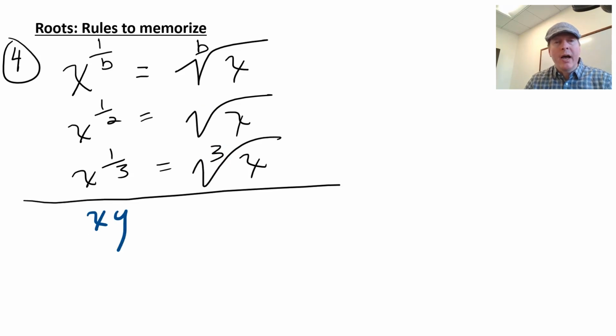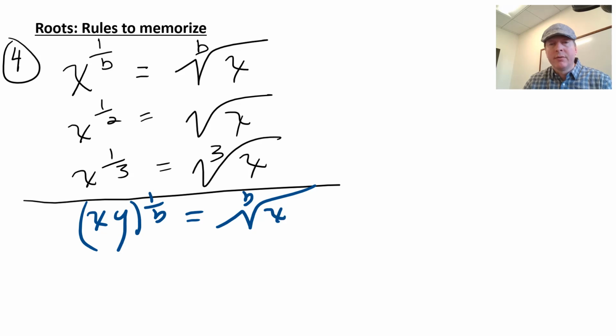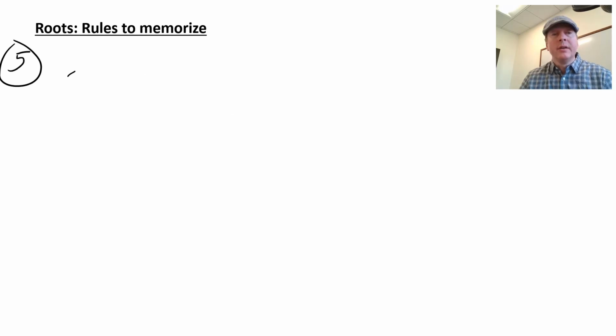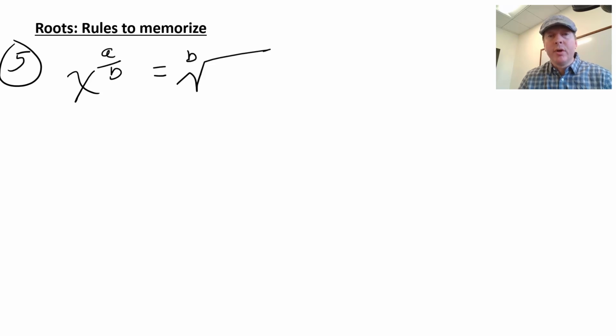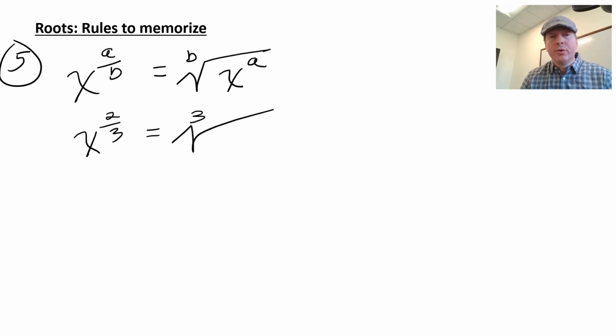Suppose I wrote xy raised to the power of 1 over b. That is the b root of x times y. Next rule, suppose I had x raised to the power of a over b. That is the b root of x to the a. X to the 2/3, that is the cube root of x squared.